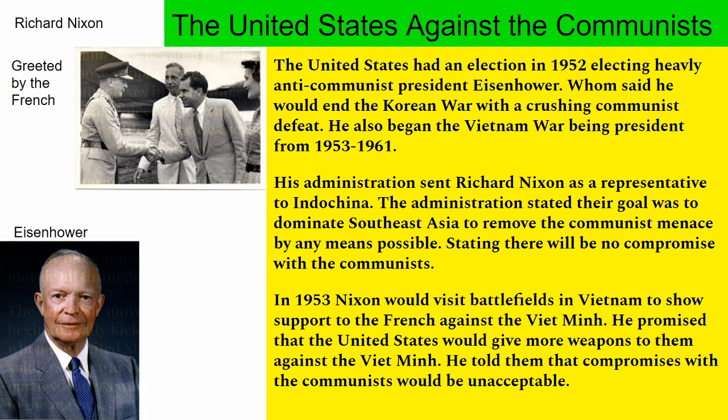He and his administration told the French they would have much more weapons for the battle against the Viet Minh. He told them that compromises with the communists would be massively unacceptable. Sort of like generic anti-communist information. Not many people in the United States paid attention, but they liked the idea that their government was taking war to the communists, as the 1950s was sort of the peak of the Cold War. But the early 1960s would also be quite big for the Vietnam War and anti-war protest.